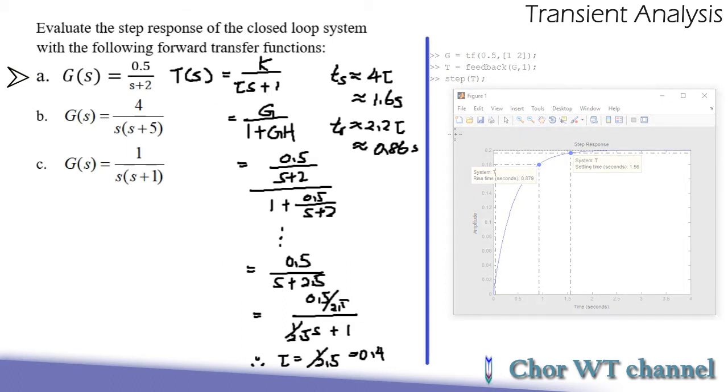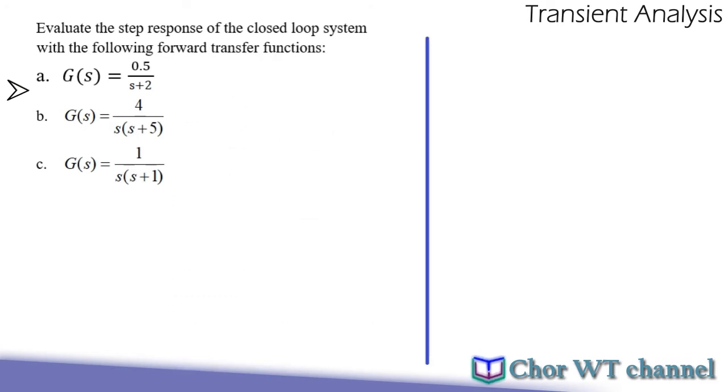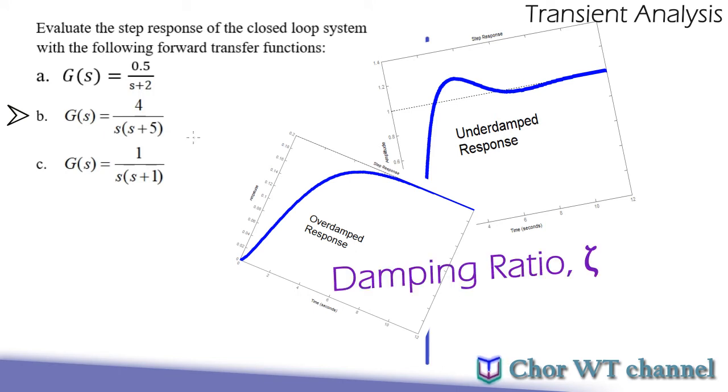Okay, so let's move on to the second one. So let's get rid of everything here. Okay, so the second one will be part B, Gs equals 4 over s times s plus 5, and this is an overdamped system. So how do we identify whether the system is underdamped or overdamped? We have to look at the zeta value.